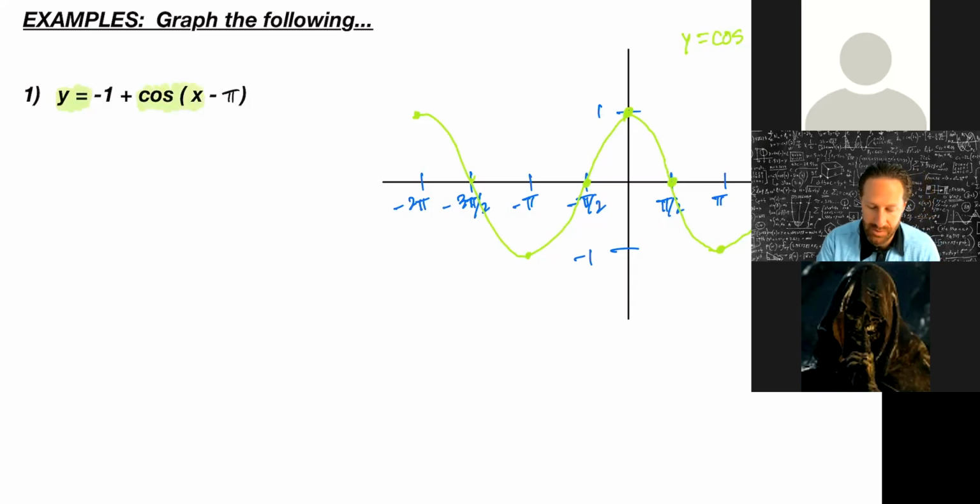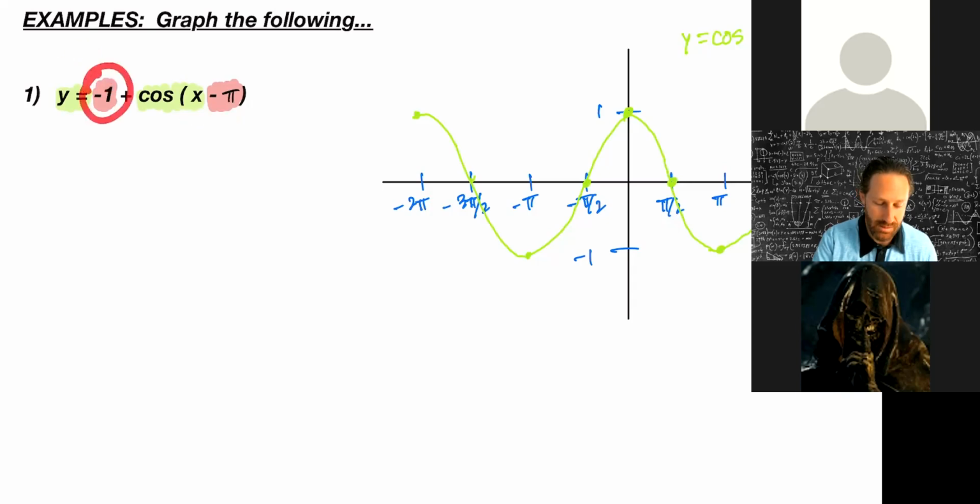But there are some things being done. This -1 and this negative pi. So who can tell me what that -1 is going to affect and what that pi is going to affect? What is the -1 going to affect, the x or the y values? Y value? Very good, because it's not in with the x. Therefore, it's going to affect the y's.